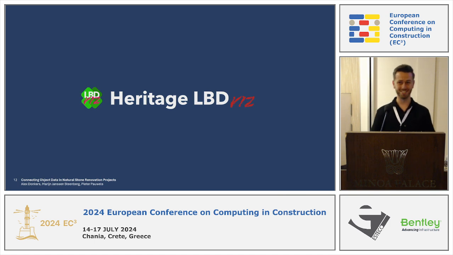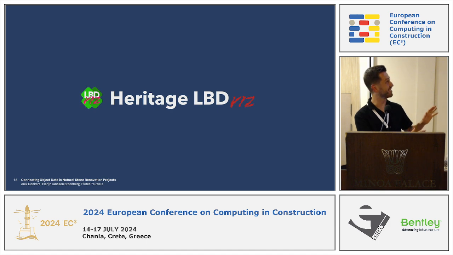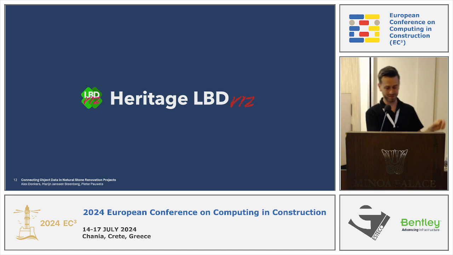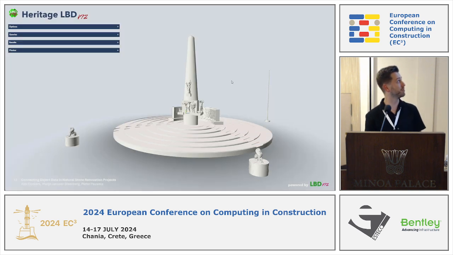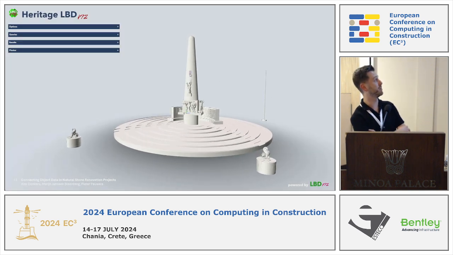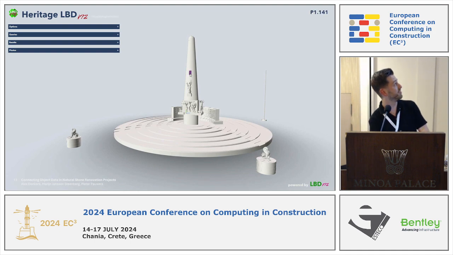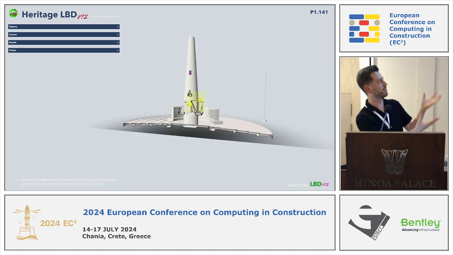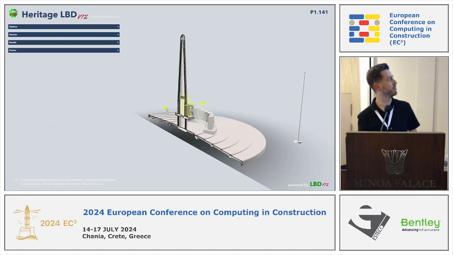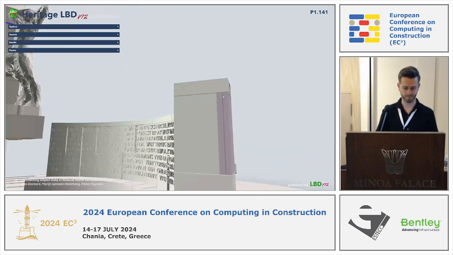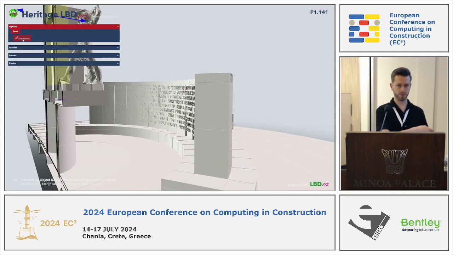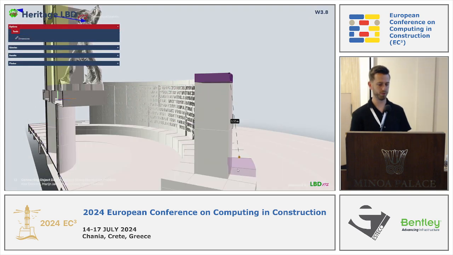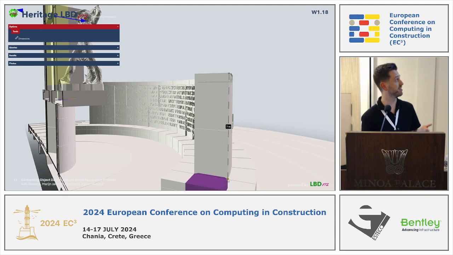So these ontologies and the system architecture were then created into a software architecture. This is Heritage LBDviz, and it can do a few things. It's a model viewer, and this is all a web-based tool, so no installation. What you can do is look at the model, click on things, and make 3D sections. This is all based on IFC. This was just handy for people to explore what the building looks like. But we can also, for example, measure things, etc.